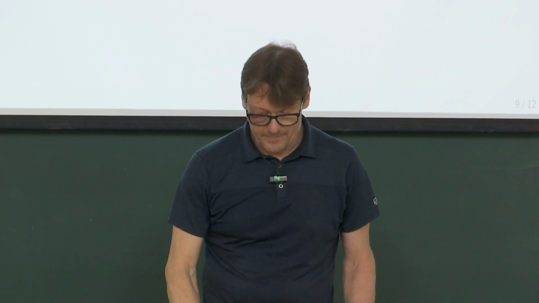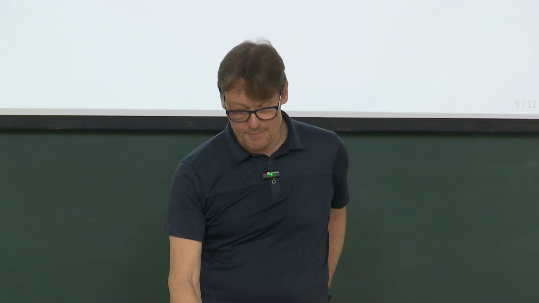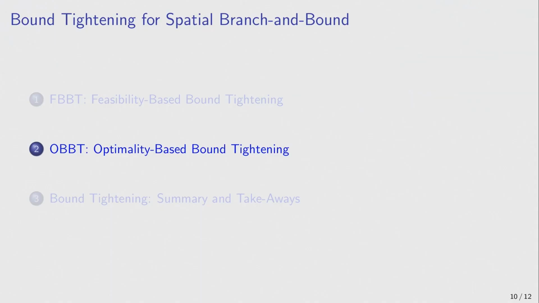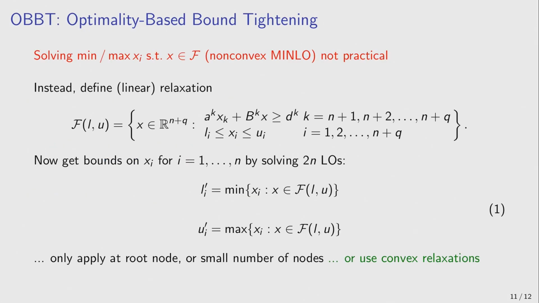So there are other techniques, and one of those other techniques is optimality-based bound tightening. It requires more effort, but it also potentially gives you tighter bounds. We know that just minimizing or maximizing the range of a variable over the non-convex feasible set is really hard to do. So let me draw a picture of what I mean by that.